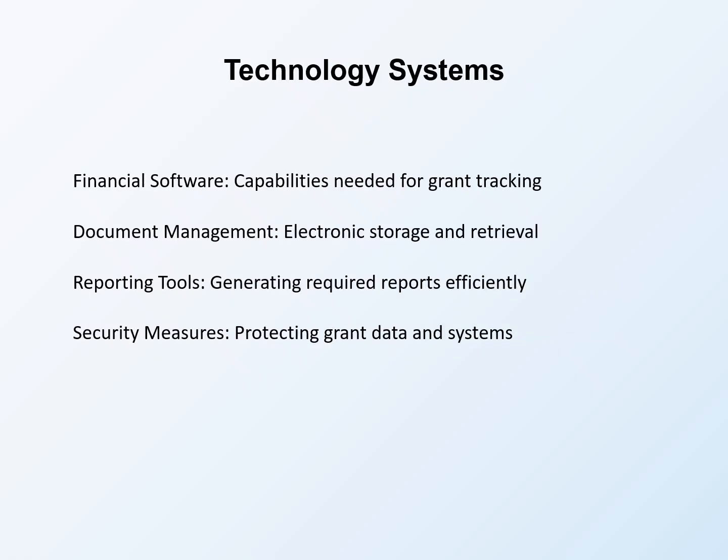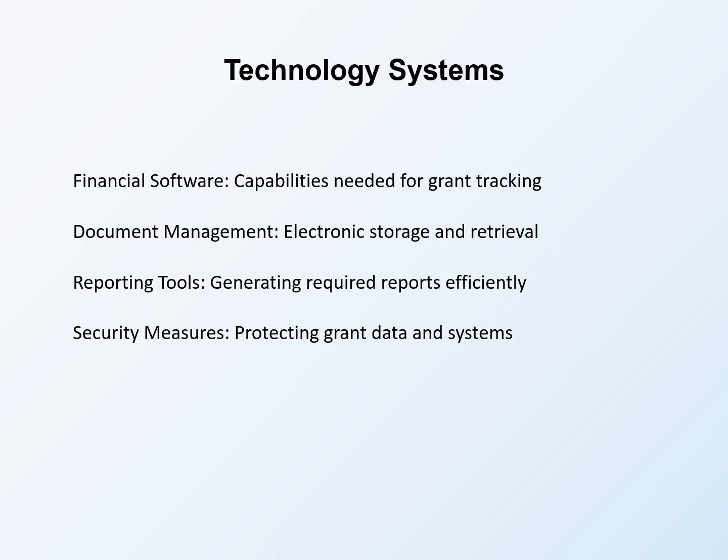Technology systems support grant management. Evaluating your technology capabilities during setup identifies gaps that need addressing. Financial software must have capabilities needed for grant tracking. Can your system track multiple funding sources separately? Can it generate grant-specific reports? Can it handle required budget categories? If your existing software lacks needed capabilities, consider upgrades or workarounds before grant activities begin.